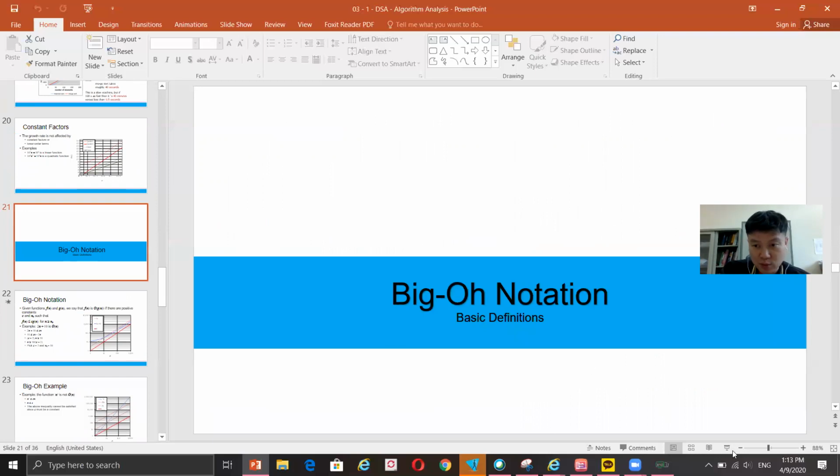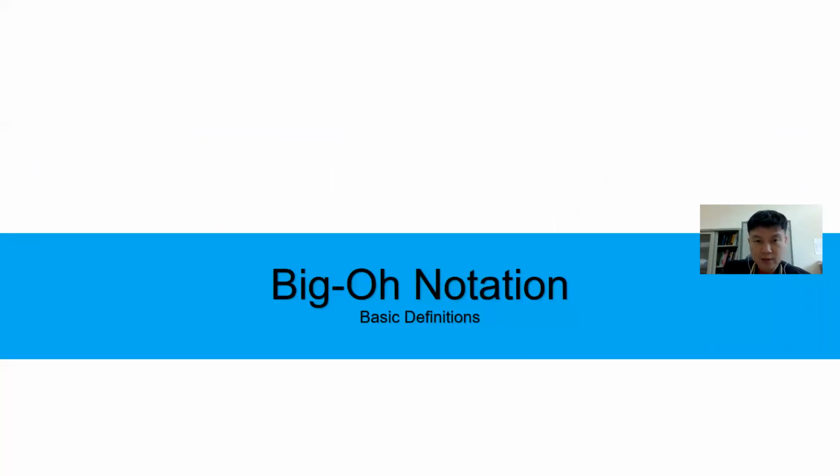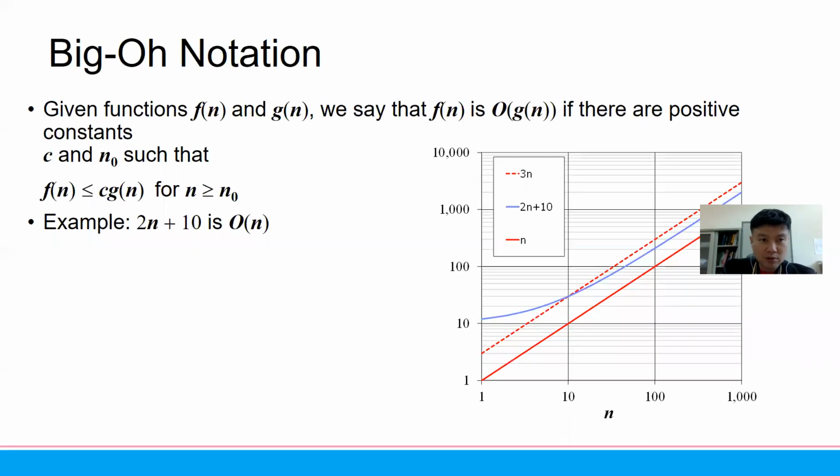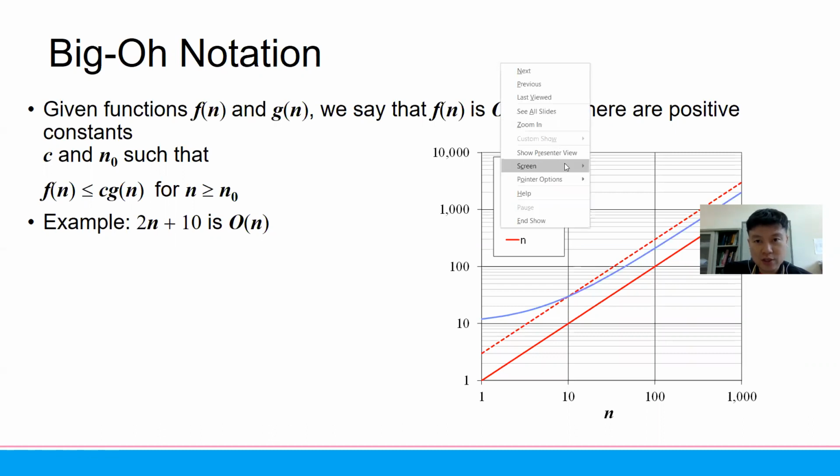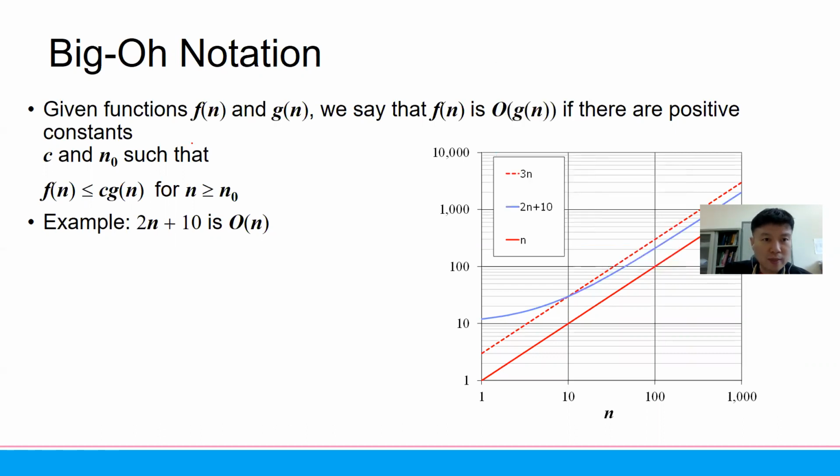So what is Big-O notation? In the first part of Big-O notation, we want to learn about the function. We call it Big-O because it is the O, or we can say this is the operation. Using this Big-O notation, we want to check f(n) and g(n). There are two functions, and these two functions we want to compare.